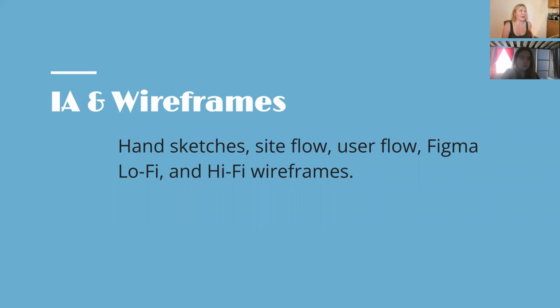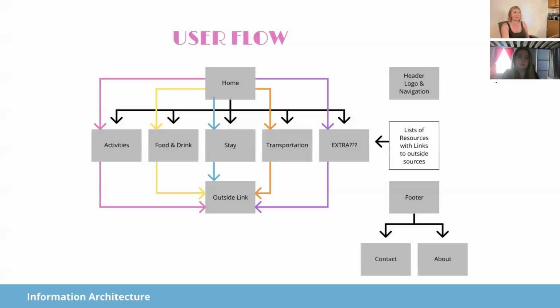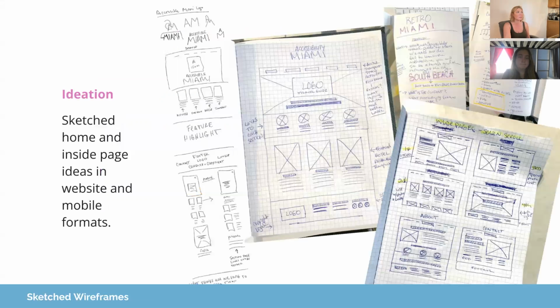Hi, I'm Krista. I'm going to talk about the IA and wireframes. We did hand sketches, site flow, user flow, Figma, Lo-Fi, and Hi-Fi wireframes before starting the coding. Here's a site map. It's pretty basic. We did a user flow with 5 different flows to do activities, food and drink, stay, transportation, or extras.